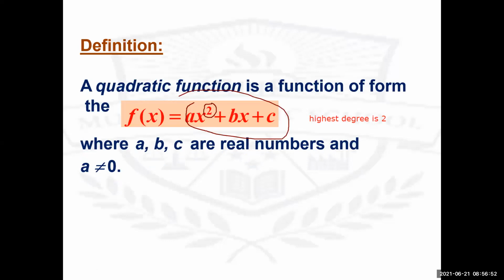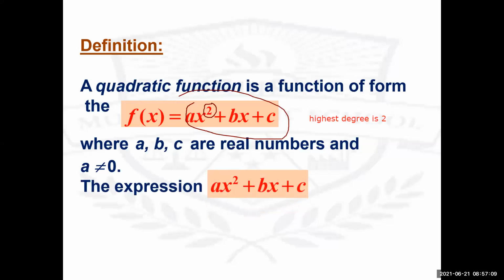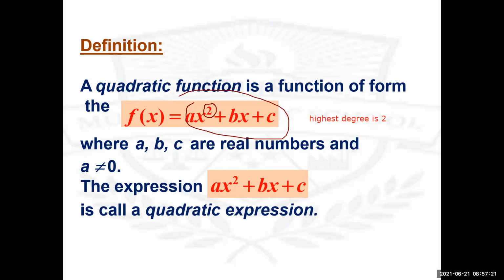Here a, b and c are real numbers and the value of a should not be equal to 0. That means a, the coefficient associated with the square of x, should not be 0. The expression ax² + bx + c is called a quadratic expression or quadratic equation. Understood? The equation whose highest degree is 2 is called a quadratic equation.